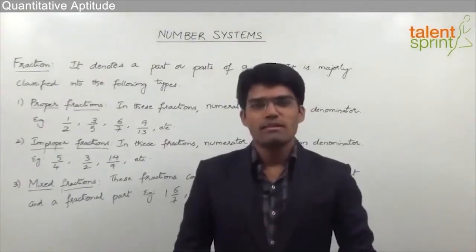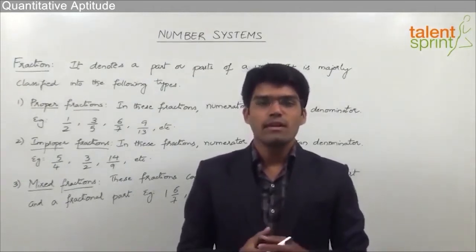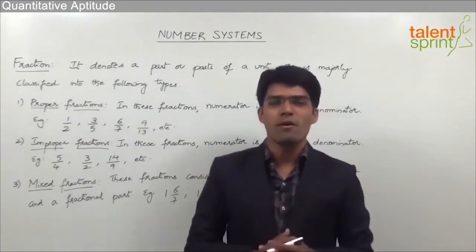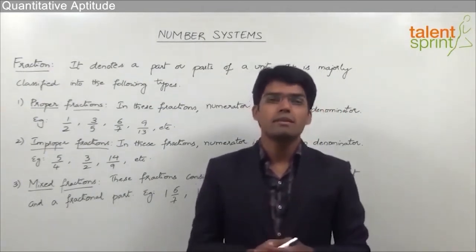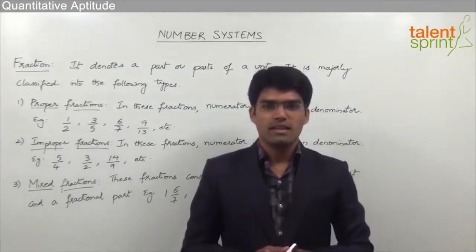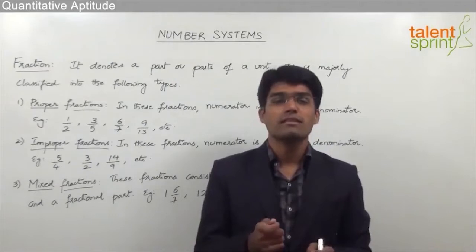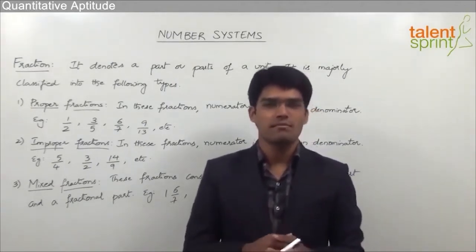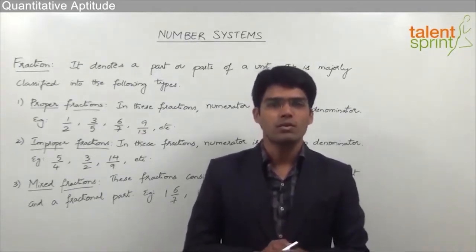Let us now learn what is meant by a fraction and what are the various types of fractions. As we have already discussed, rational numbers are those numbers which can be expressed in the form of a by b, where b is not equal to 0 and a and b both are integers. And from the various examples, we have found that there are some rational numbers where the denominator b is equal to 1. For example, 8 is a rational number. Why? Because it is in the form of 8 by 1, where the denominator b is equal to 1.